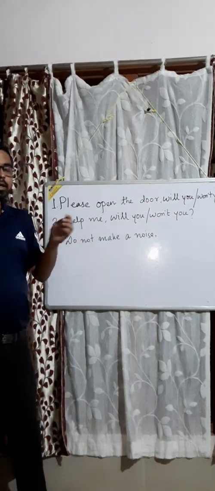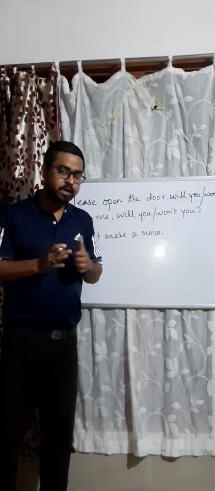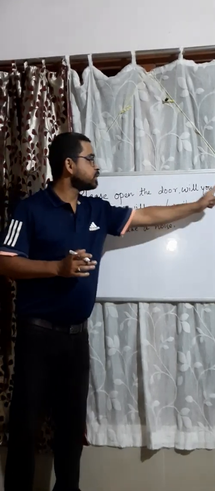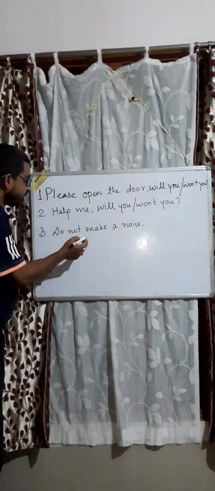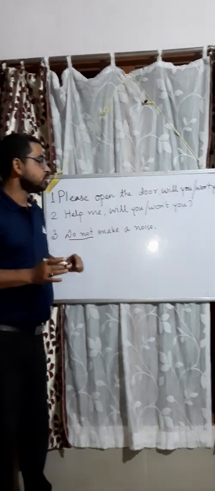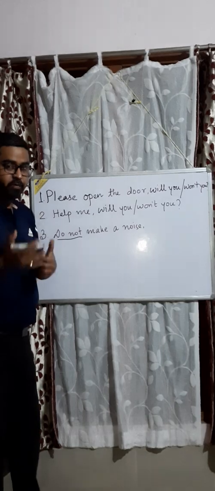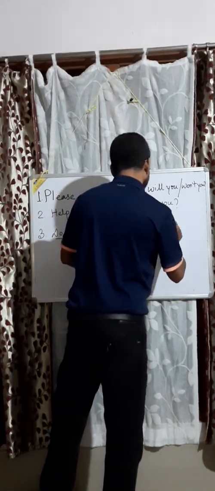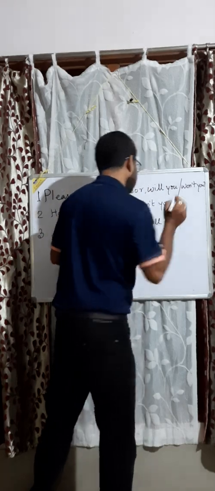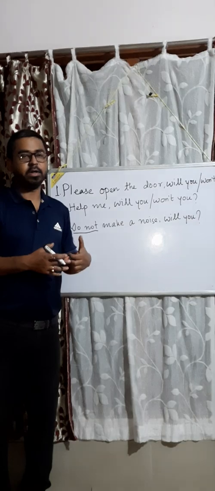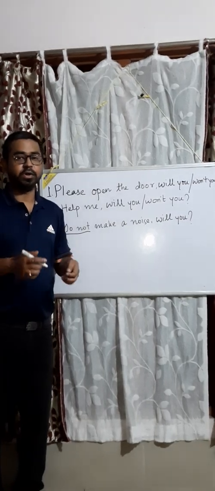However, one thing that you have to keep in mind is that we cannot use the expression won't you with a negative command. Means whenever there is do not, we cannot use won't you. So the only option that we have in this case is will you. So imperative sentences are easier when it comes to adding a question tag to them.